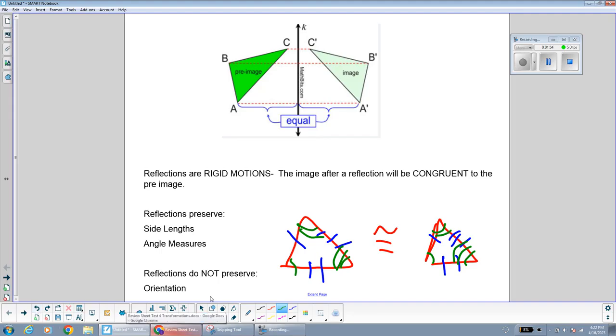Reflections do not preserve orientation. That means the way the object is facing. Notice how after this triangle was flipped over the line of reflection, it's facing a different direction. It's oriented differently. Same figure, it's just oriented a little bit differently.